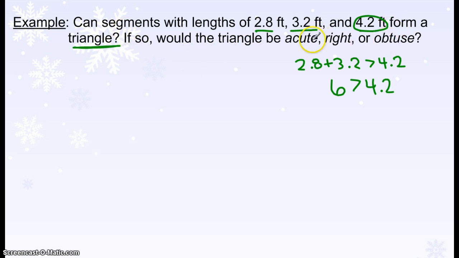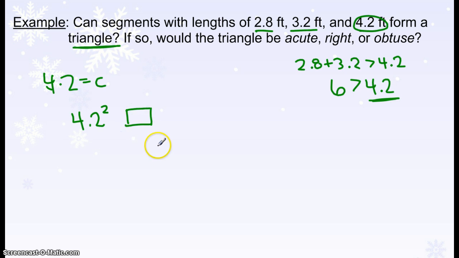So we want to try and figure out whether it's acute, right, or obtuse. As we just figured out, 4.2 is our longest side, so 4.2 has to be what we're plugging in for our c. So when we do that, we say 4.2 squared, and I'm putting a box here because I'm not really sure what it is. I don't know whether it equals, is greater than, or is less than yet. I've got to figure that out. So I'm trying to figure out what goes there, and I want to know how it compares to 2.8 squared plus 3.2 squared.